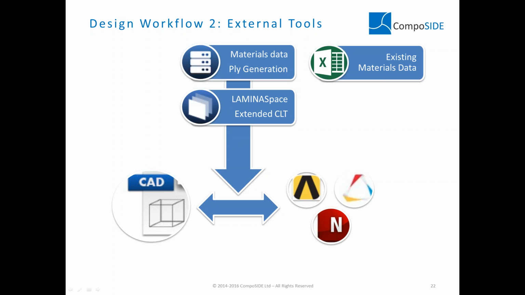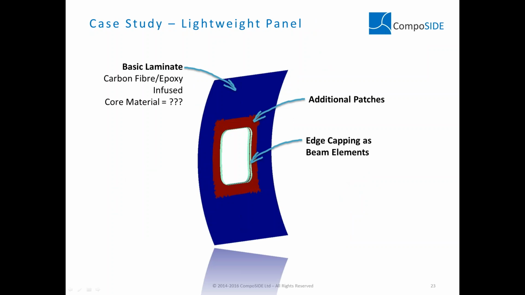So before we jump into CompoSIDE, I just want to introduce the problem. So we have a lightweight panel. This is typical of an aerospace project. We have a basic laminate, which is carbon fiber and epoxy resin. It's probably going to be infused, but I'm not too sure about the core choice yet.